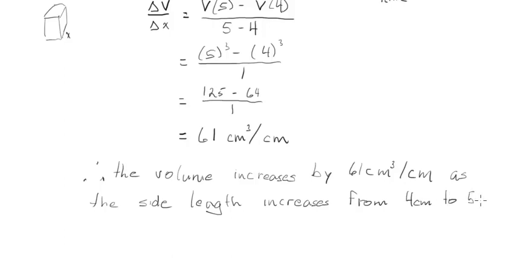One thing just to note here is the units: you have centimeters cubed per centimeter. You can't reduce that, right? That's centimeters cubed over centimeters. Even though they're both centimeters, you can't reduce that to centimeters squared, because then you'd be losing the whole idea of this being a rate of change. We want to see how fast the volume changes as the side length changes.